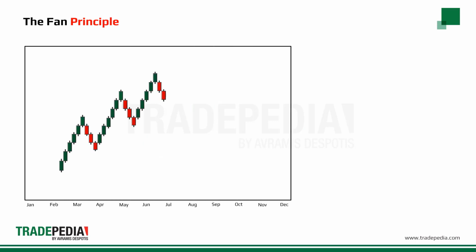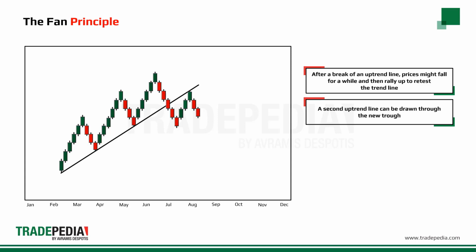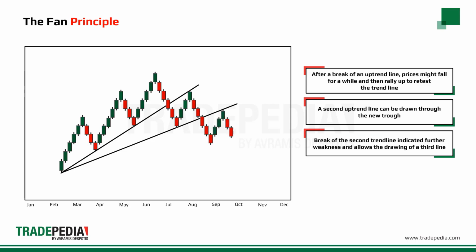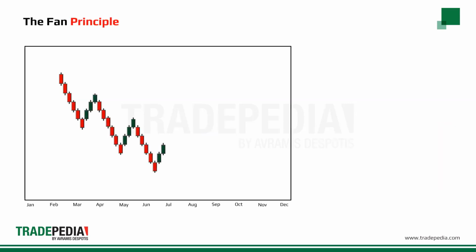The fan principle is characterized with the following behavior. After a break of an uptrend line, prices might fall for a while and then rally up to retest the trend line, which now serves as a resistance zone. A second uptrend line can be drawn through the new trough. The break of the second trend line indicates further weakness and allows the drawing of a third trend line. The breaking of the third trend line signals a valid trend reversal.